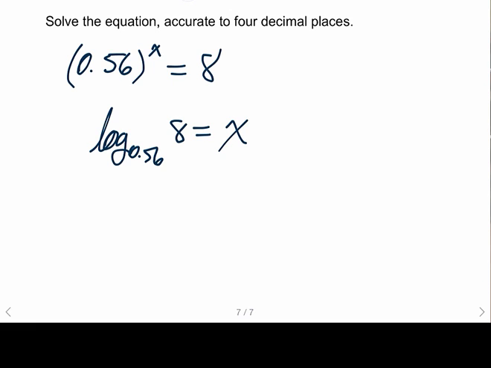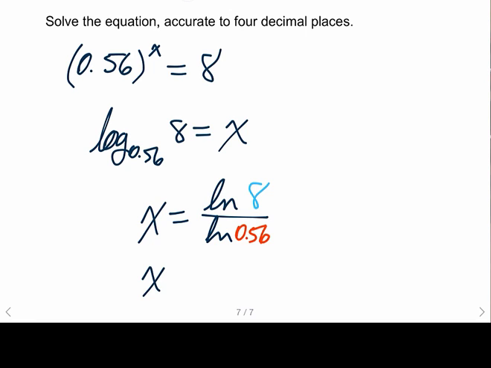Now, I don't know log base 0.56 of 8, but I do have a change of base formula. And so x is going to equal, and I told you I typically will use the natural log, of 8 divided by the natural log of 0.56. We're told accurate to 4 decimal places, and so my calculator tells me that x is approximately negative 3.5864.